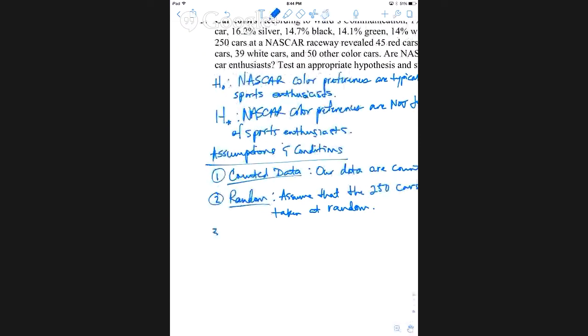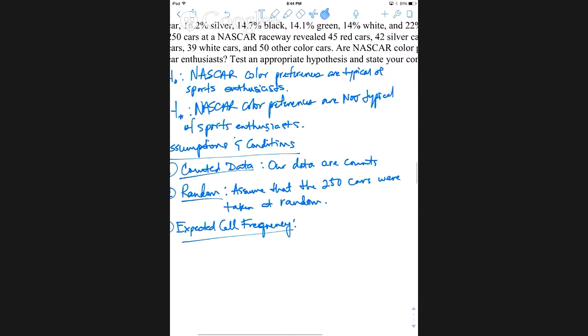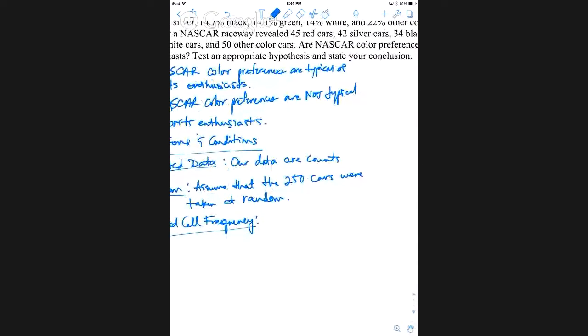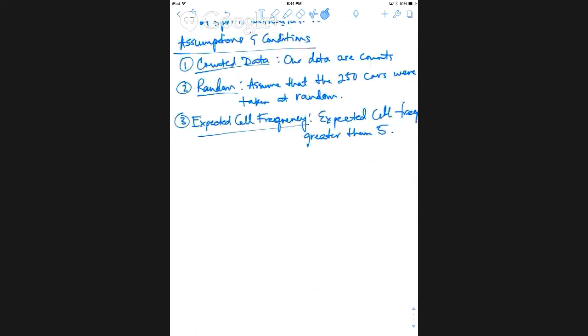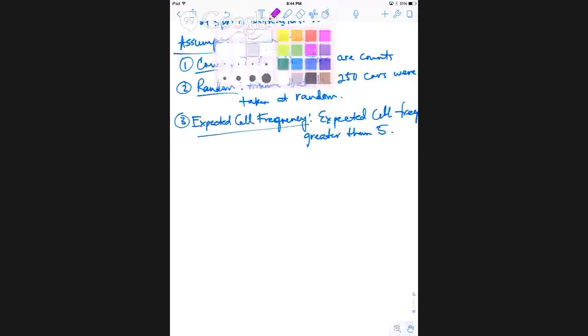Okay, and our third one is going to be our expected cell frequency. And we need to show that those are greater than 5, but I'm going to go ahead and write that down. The expected cell frequency is greater than 5. So now we're going to show that. We can't just let that hang there. We have to show that that's true.